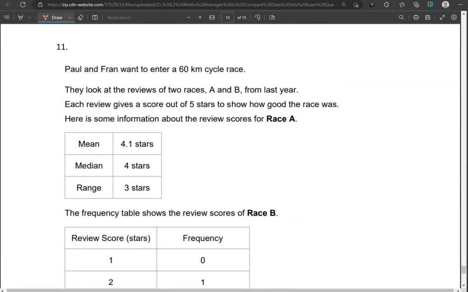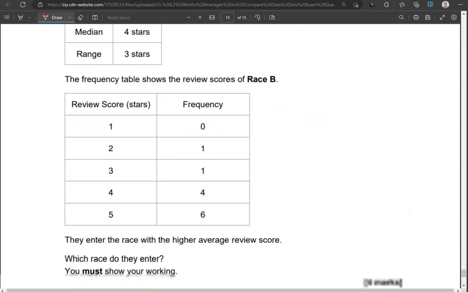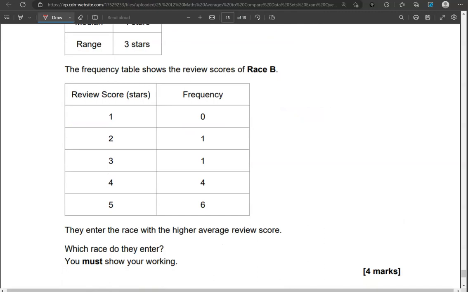Paul and Fran want to enter a 60-kilometer cycle race. They look at the reviews of 2 races, A and B, from last year. Each review gives a score out of 5 stars to show how good the race was. Here is some information about the review scores for race A. The frequency table shows the review scores of race B. They enter the race with a high average review score. Which race do they enter? You must show your working.